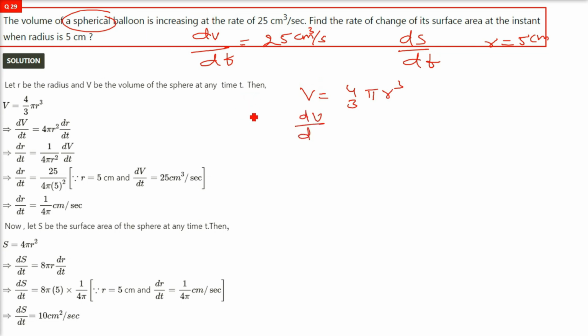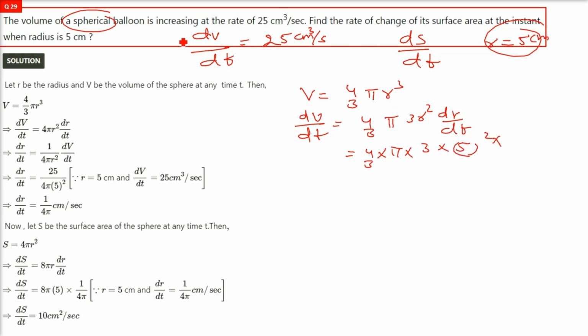So volume is 4 by 3 pi r cube. dV by dt will be equal to 4 by 3 pi into 3 r square dr by dt. And r we already know, 4 by 3 into pi into 3 into 5 square. dr by dt can be computed from here because dV by dt, initially I told you, is 25. So when you solve it, you are going to get dr by dt as 1 by 4 pi centimeter per second.